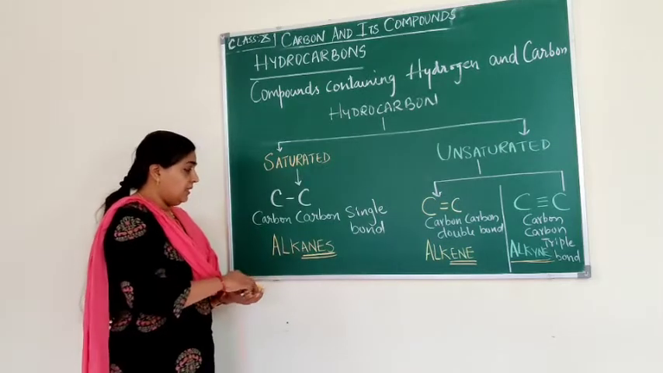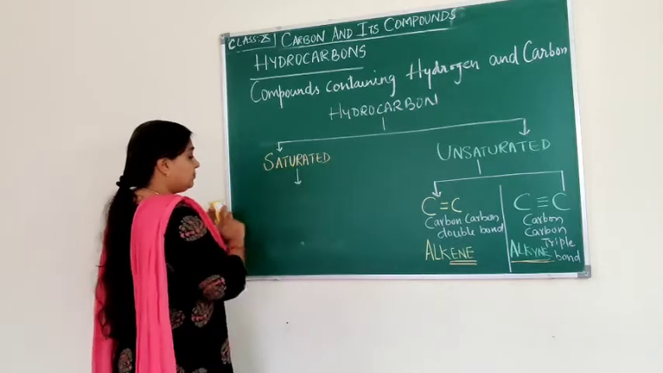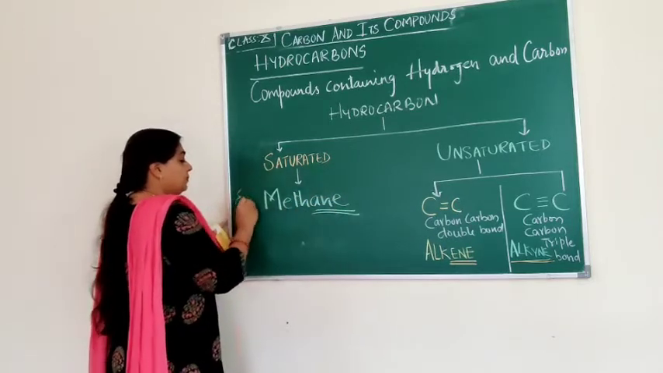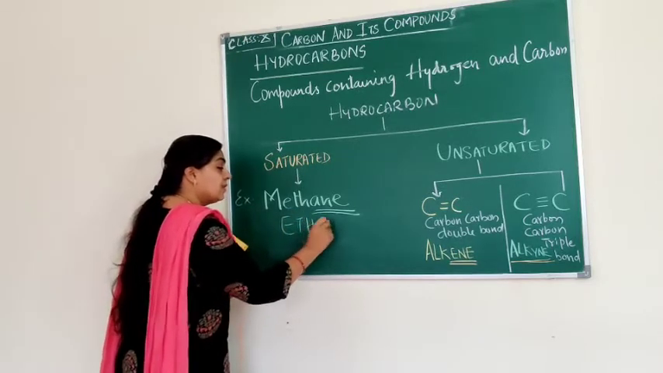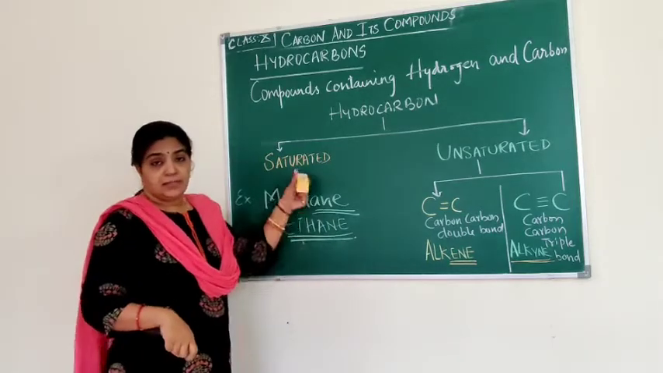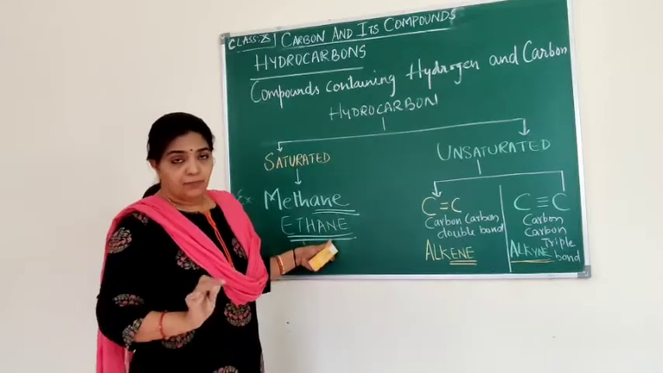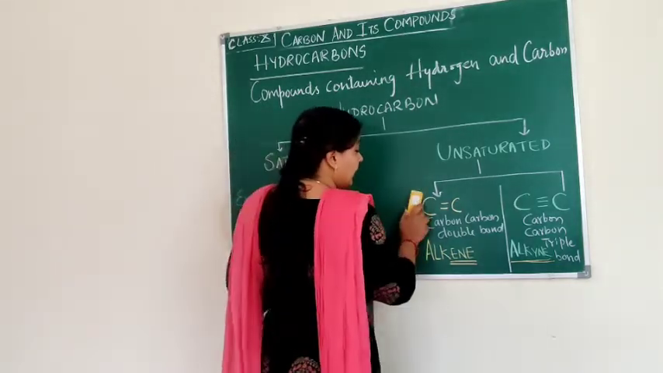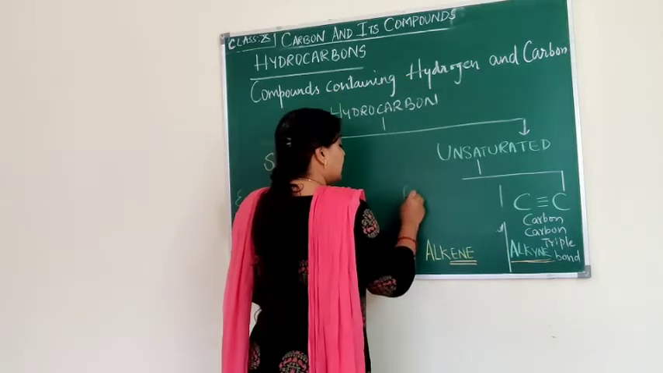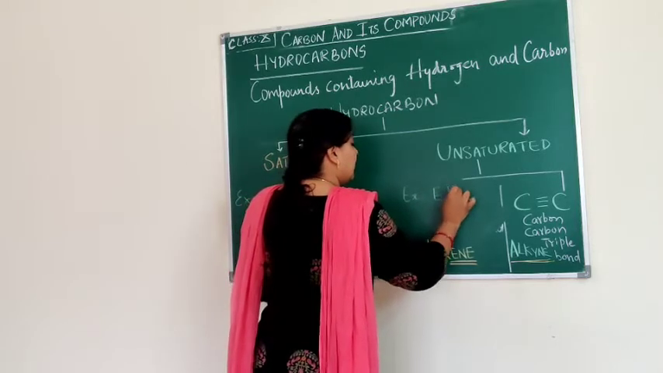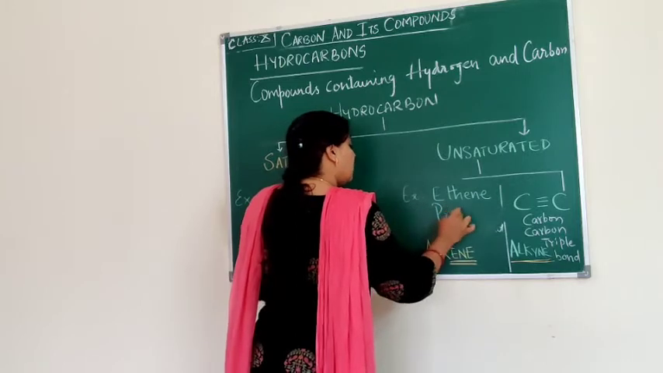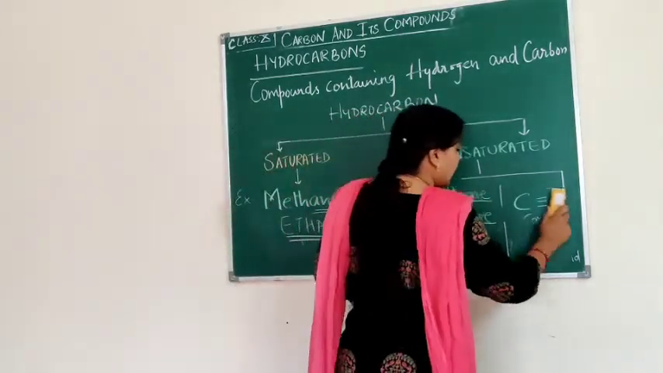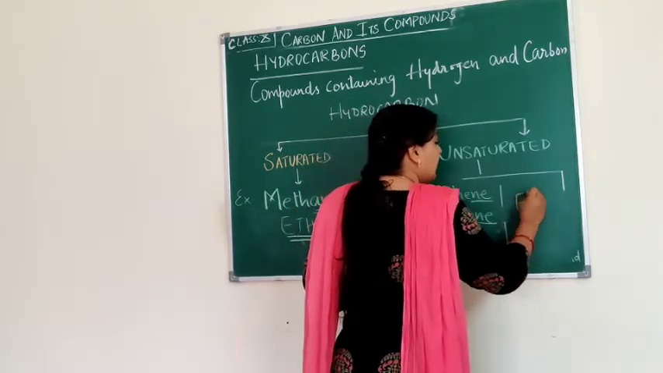Let us take one example for each. Alkane: for example, methane, ethane. This is a saturated hydrocarbon belonging to the alkane family, where we see a carbon-carbon single bond. Alkene is carbon-carbon double bond. Examples: ethene, propene. Ene means double bond. Alkyne examples: ethyne.